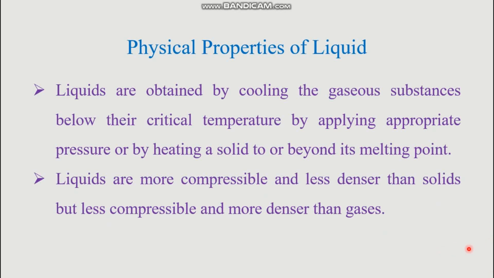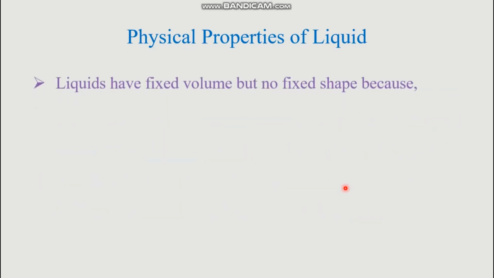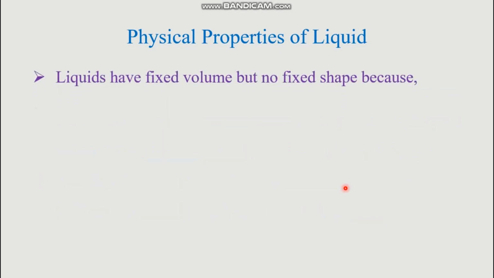But at this point, there is an exception, which is water. Ice is lighter than water. This is the only exception. For other substances, liquids are more compressible and less dense than solids. Liquids have fixed volume but no fixed shape. We know this fact from our junior classes in school.